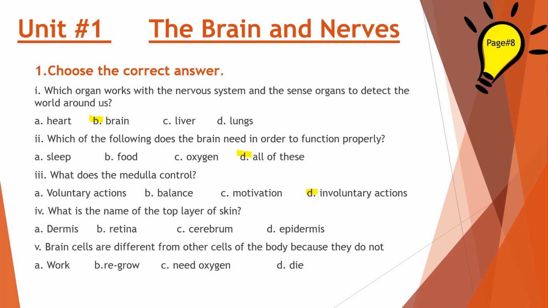Your options are dermis, retina, cerebrum, epidermis. And the top layer of skin is called epidermis. Brain cells are different from other cells of the body because they do not work, regrow, need oxygen, die. And the correct option is that nerve cells are not able to regrow.